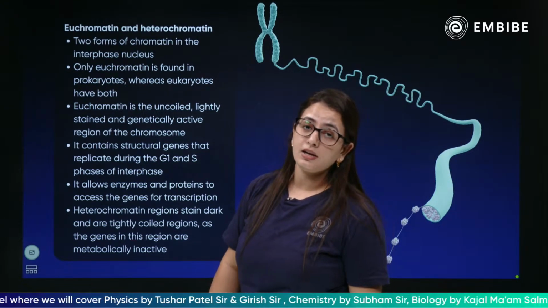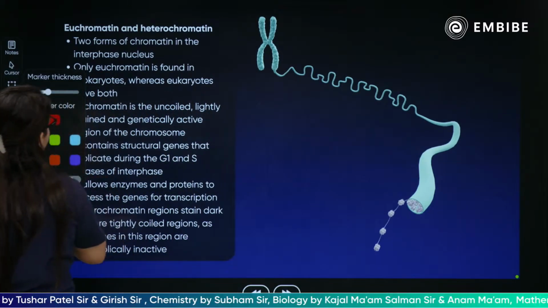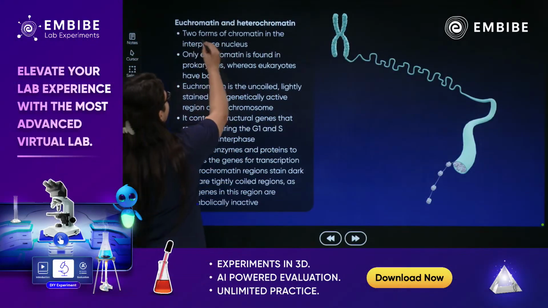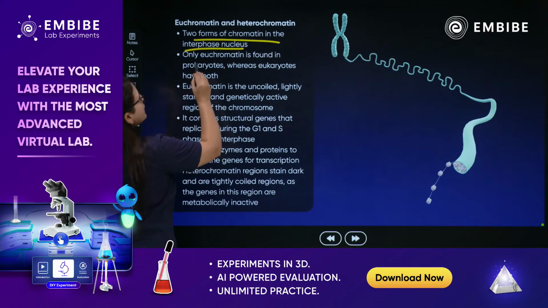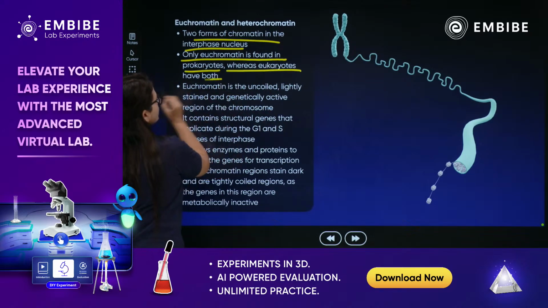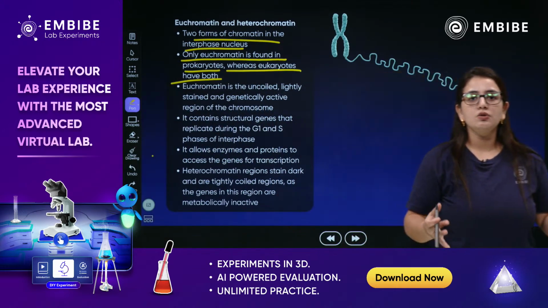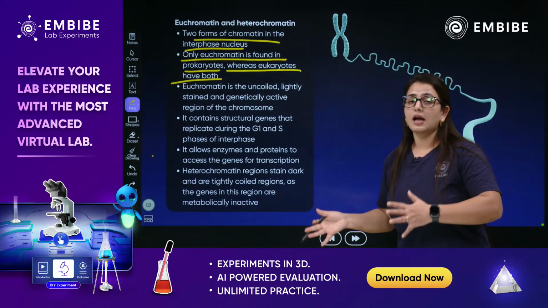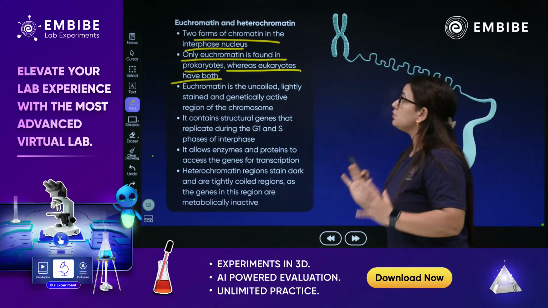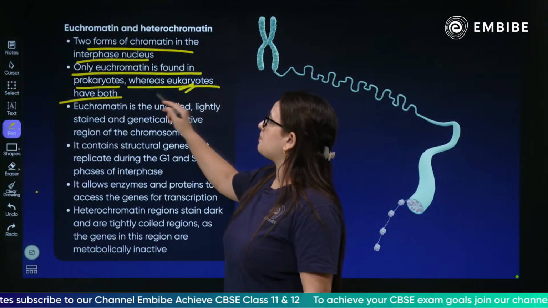This is something I wanted to tell you but was waiting. Chromatin, which is transcriptionally active and transcriptionally inactive. So children, two forms of chromatin are there in the interphase nucleus. Only euchromatin is found in the prokaryotes, whereas eukaryotes have both. Since prokaryotes are simpler organisms, they do not have euchromatin and heterochromatin. They only have euchromatin, sorry, whereas eukaryotes have both.